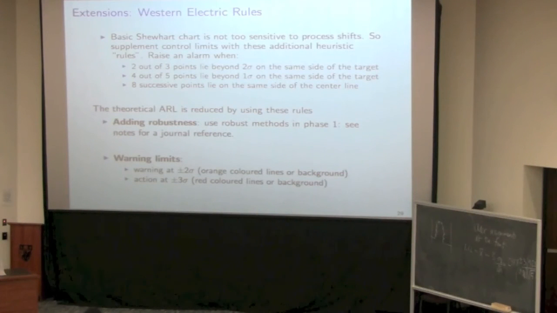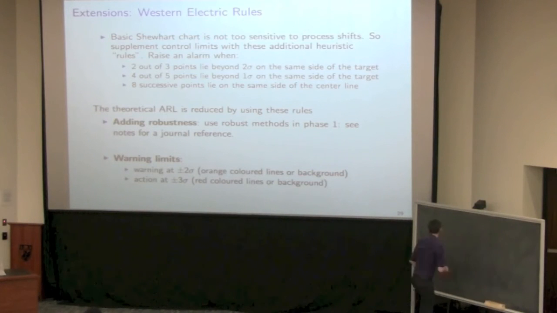What companies will do is say if two out of three successive subgroups lie beyond the two sigma limit on the same side of the target, throw up an alarm. It's a whole lot of words there, so let's see what that says. Here's my monitoring chart, here's my target, and here's my upper control limit, which is three standard deviations above the target. So one standard deviation, two standard deviations, three standard deviations.